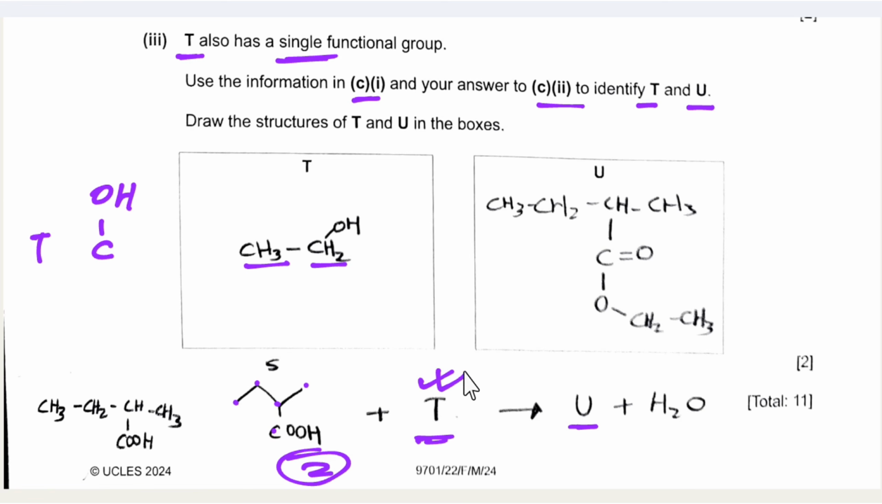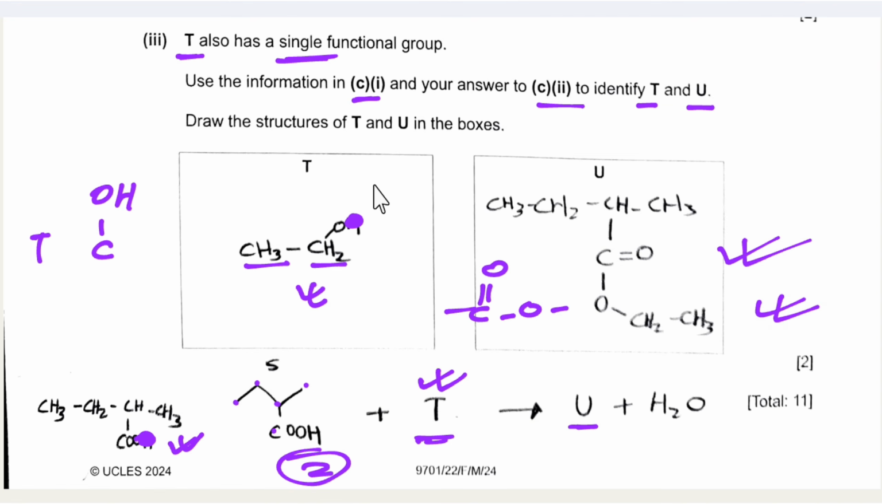So T is ethanol, and they both react, that is this carboxylic acid reacts with the alcohol, and from the carboxylic acid the OH group is removed, and from the alcohol H is removed, and a bond is formed, this bond here, and this is the structure of U. So the rest of the structure remains the same, and there is just a bond between the carboxylic acid and the alcohol to form this ester, that is the COO group. So this is the structure of U, and this is T.